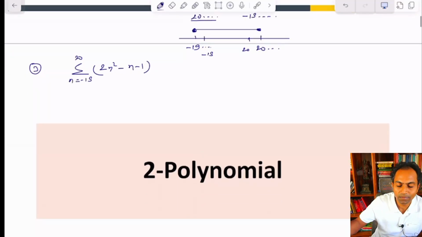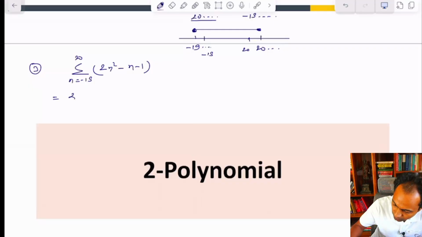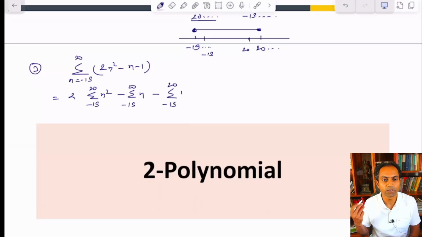Now you can divide this summation into multiple parts. The first part is the summation of n square from minus 19 to 20. Another part is the summation of n from minus 19 to 20. And another part is the summation of 1 from minus 19 to 20. Now we'll find all of these values separately, substitute the values and get the final answer.